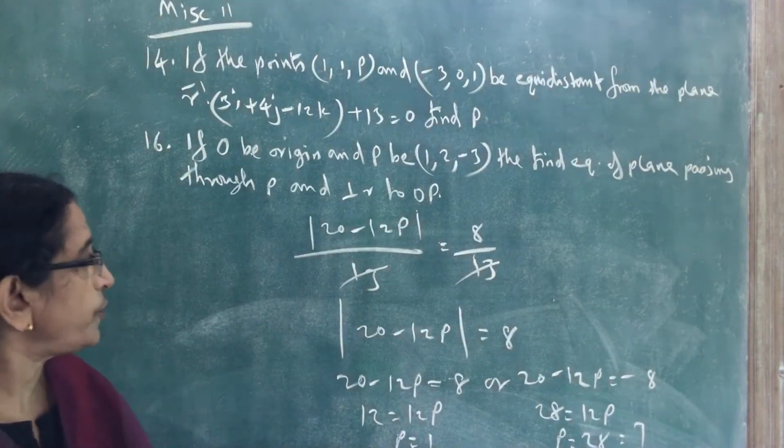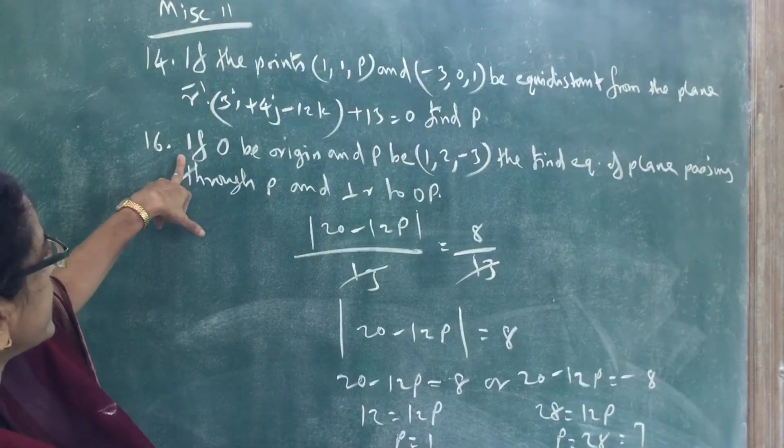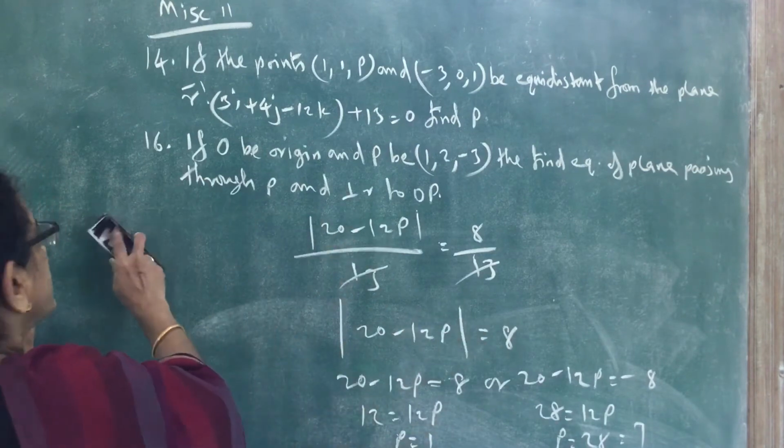So p equal to 1 or 7 by 3. Now we have to find the second question. So that was the first question, find p. So we got p. Now second 16th one.